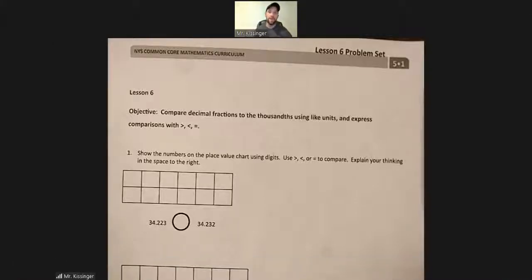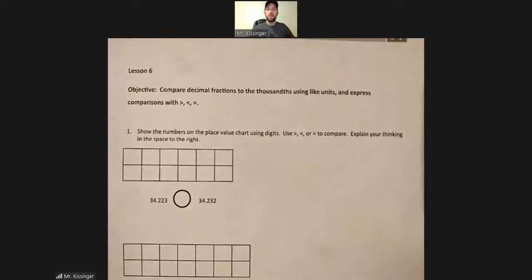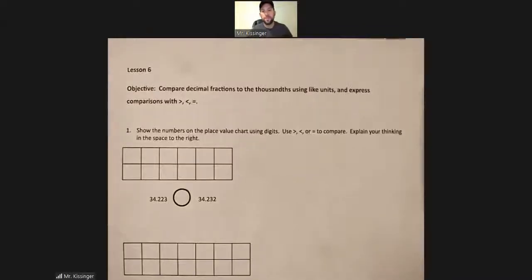This is 5th grade math, module 1, lesson 6. Today we're going to compare decimal fractions to the thousandth using units and express comparisons with greater than, less than, or equal to symbols. So, number 1, show the numbers on the place value chart using digits. Use greater than, less than, or equal to compare. Explain your thinking in the space to the right.